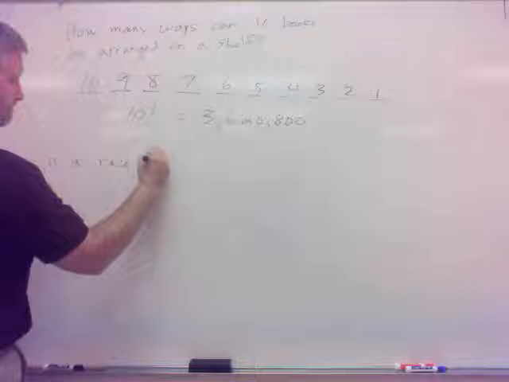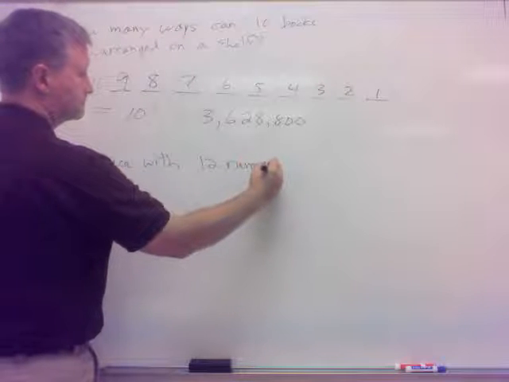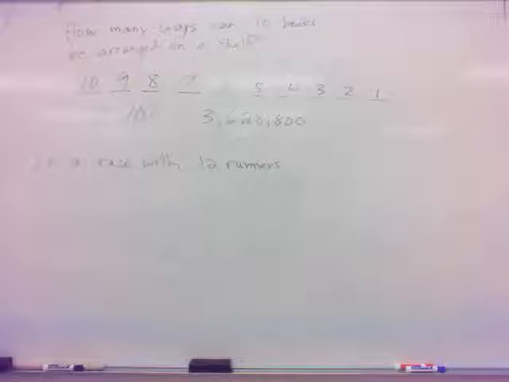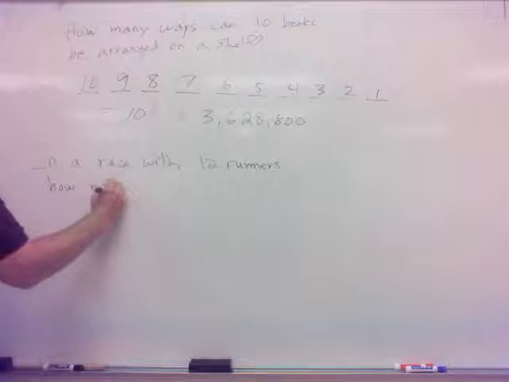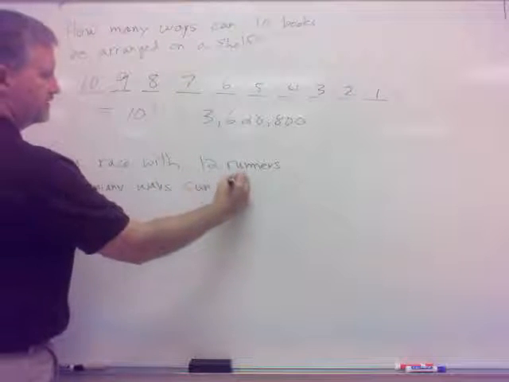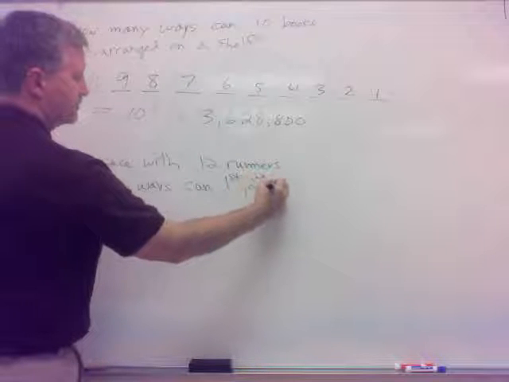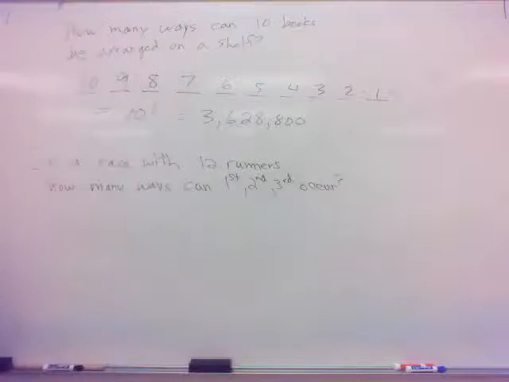You might say, let's say we have a race. Back to the race. In a race with 12 runners, how many ways can first, second, and third occur? How many ways can first, second, and third occur? So we're only doing the first top three spots.